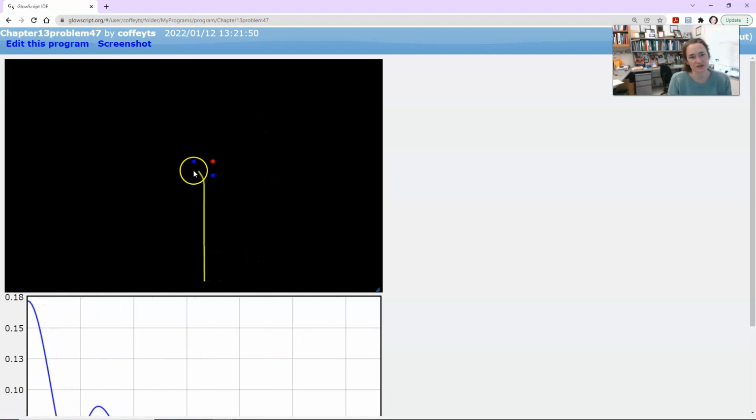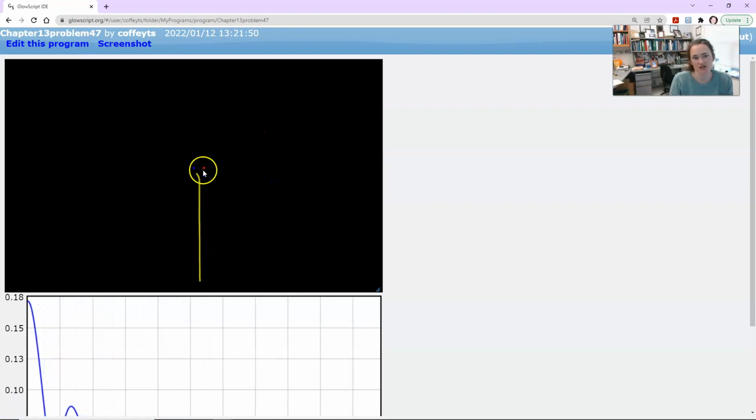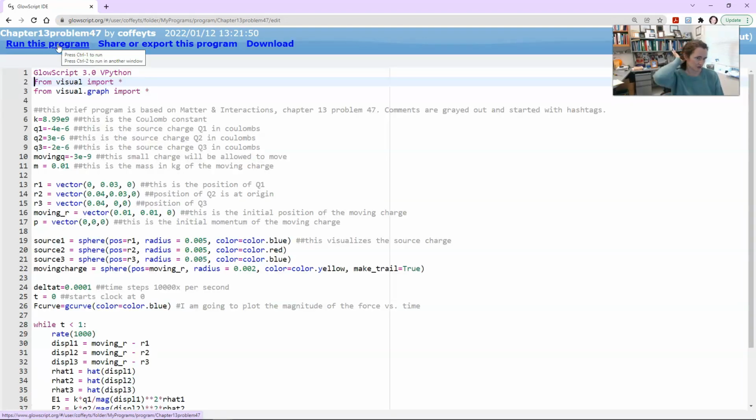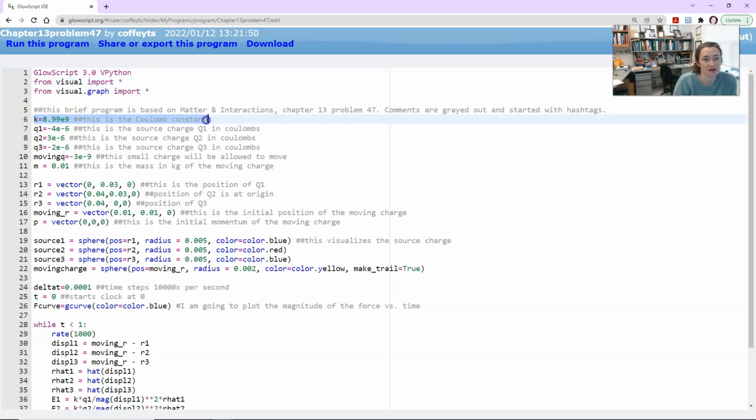So this is what the code does. I started off with those charges as shown in the problem, and then I make the particle move with time. Okay, so let's take a look at it real close. Remember that in the beginning, in the front matter, we're going to start that off very similar to the way that we did our previous problems, in that I'm going to define my constants.